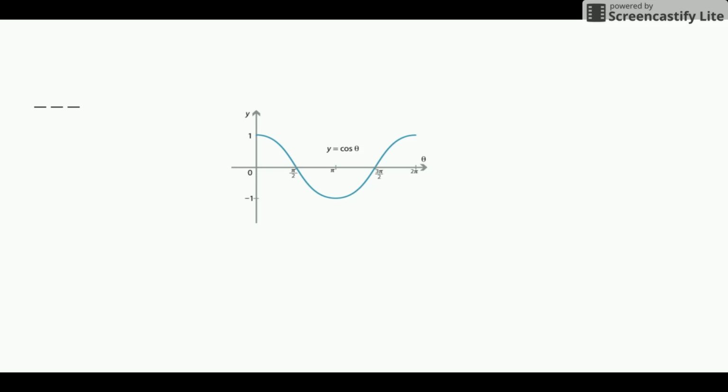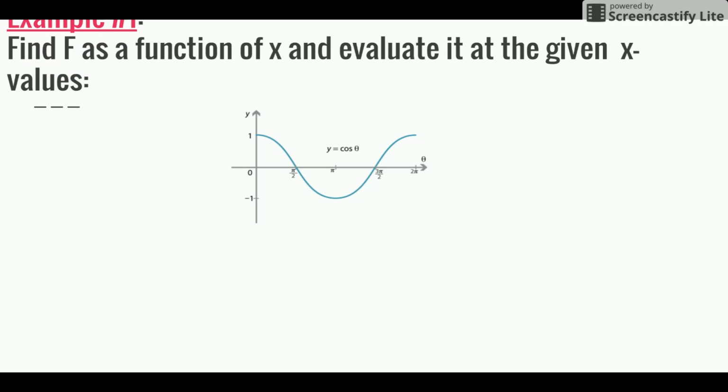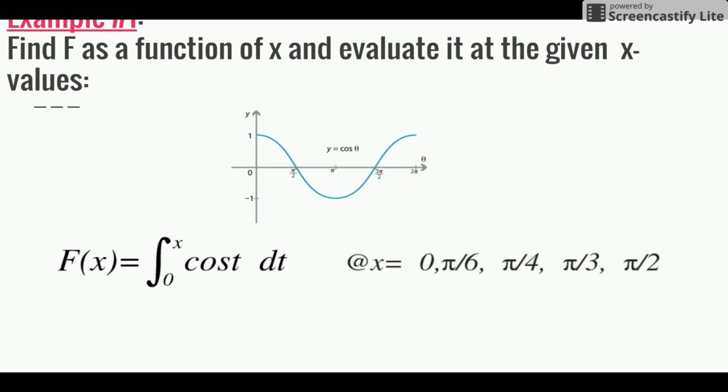So now knowing what we just talked about, we're going to apply it. Let's use a problem and work out an example. Find F as a function of x and evaluate it at the given x values. Here we have a graph of cosine, and the values that were given are 0, pi over 6, pi over 4, pi over 3, and pi over 2.